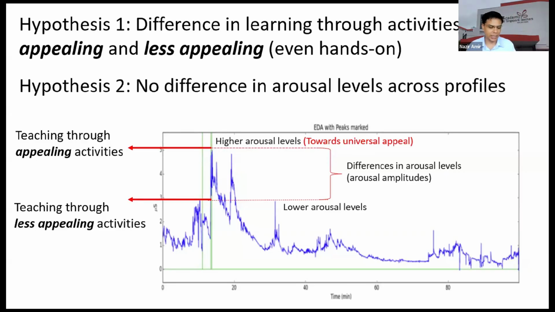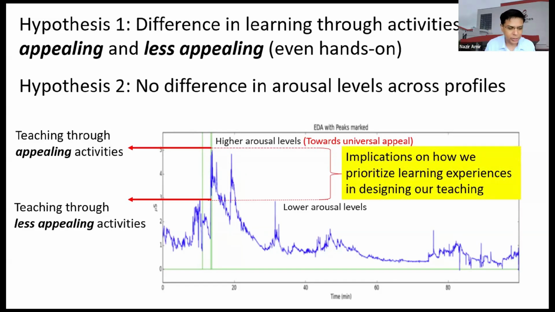The second hypothesis I have is that there is no difference in arousal level across profiles. It cannot be that a student who is high ability and another student who may need more support differ. I feel that the arousal level will be the same. All the children value an enjoyable learning experience. They all want to do the cotton candy together. So there is really no difference about the choice of projects for different profiles of students. Rather, I must think about how I prioritize the learning experiences of my students when I'm designing my teaching.